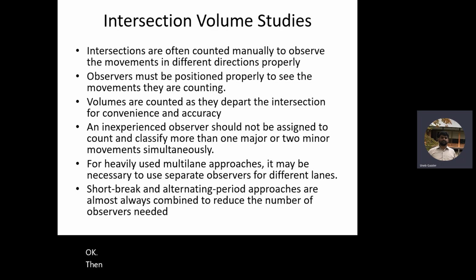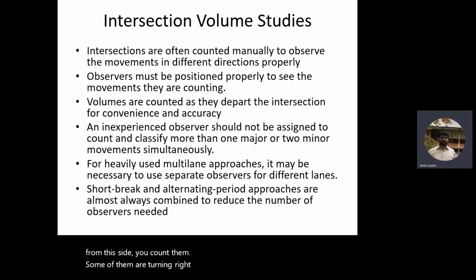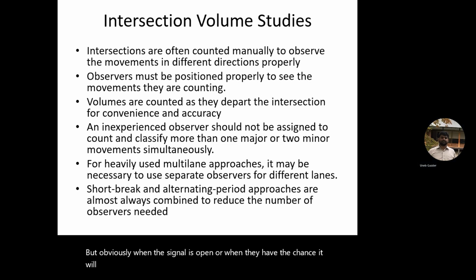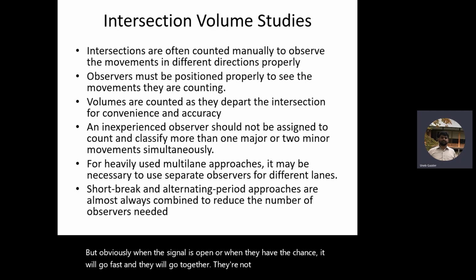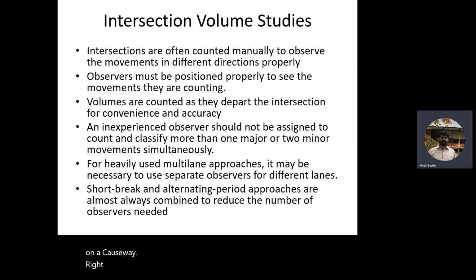Now imagine you are standing on an intersection, and I'm asking you to count the number of vehicles. All vehicles which are coming from this side, you count them. Some of them are turning right, some of them are going straight, some of them are turning left, and you are counting all of them. And they are coming fast. Obviously, when the signal is open, or when they have the chance, they will go fast, and they will go together. You do not stop them. You can't say, no, stop, I'm counting this vehicle, after that you will come. They're not standing on a causeway, right? So they are going in different directions, and you are the one who's counting it. Imagine how difficult your job is if all vehicles are going in different directions simultaneously. I cannot count. I cannot stop the vehicles, but I can do what?